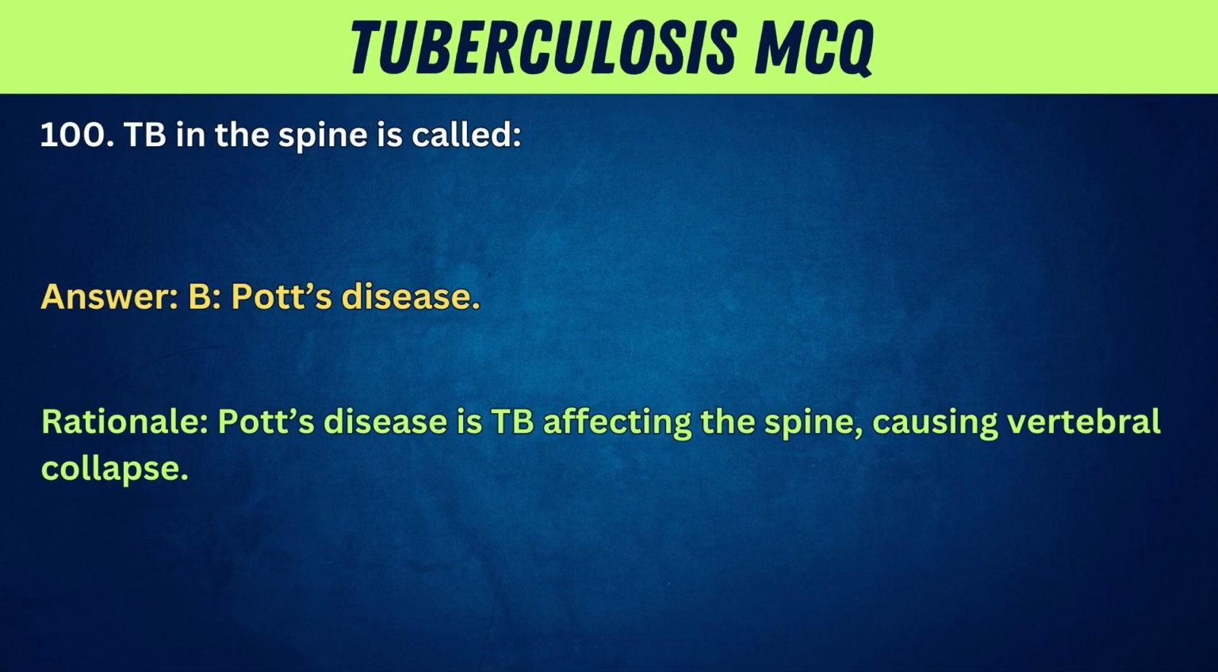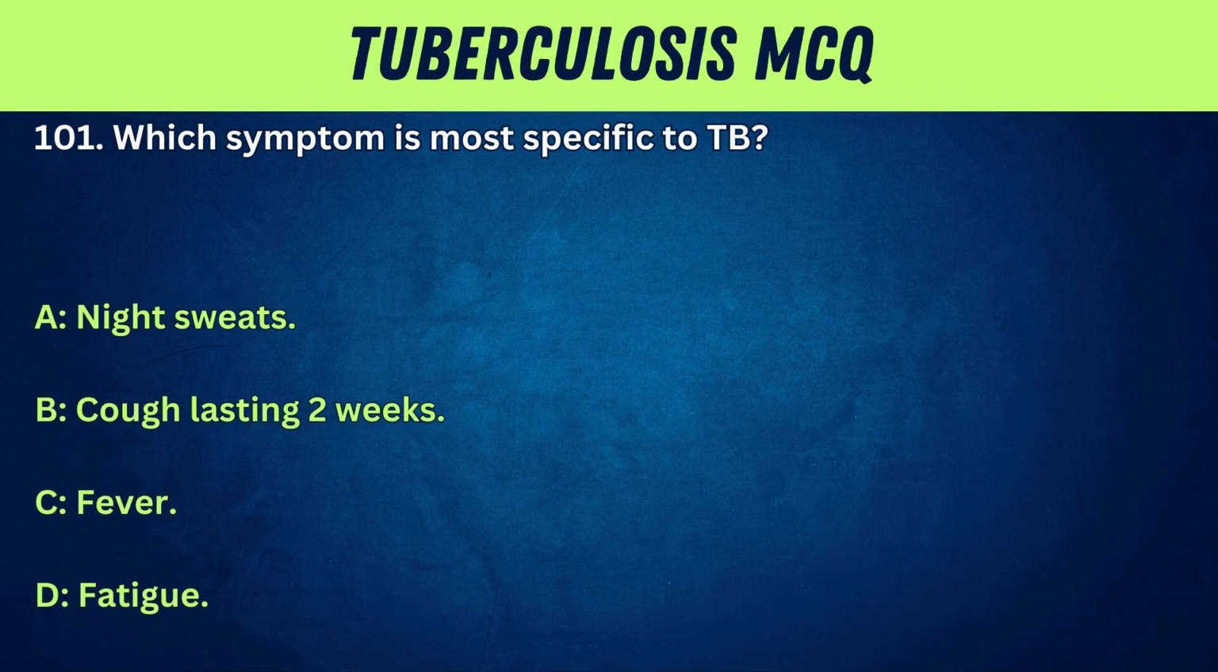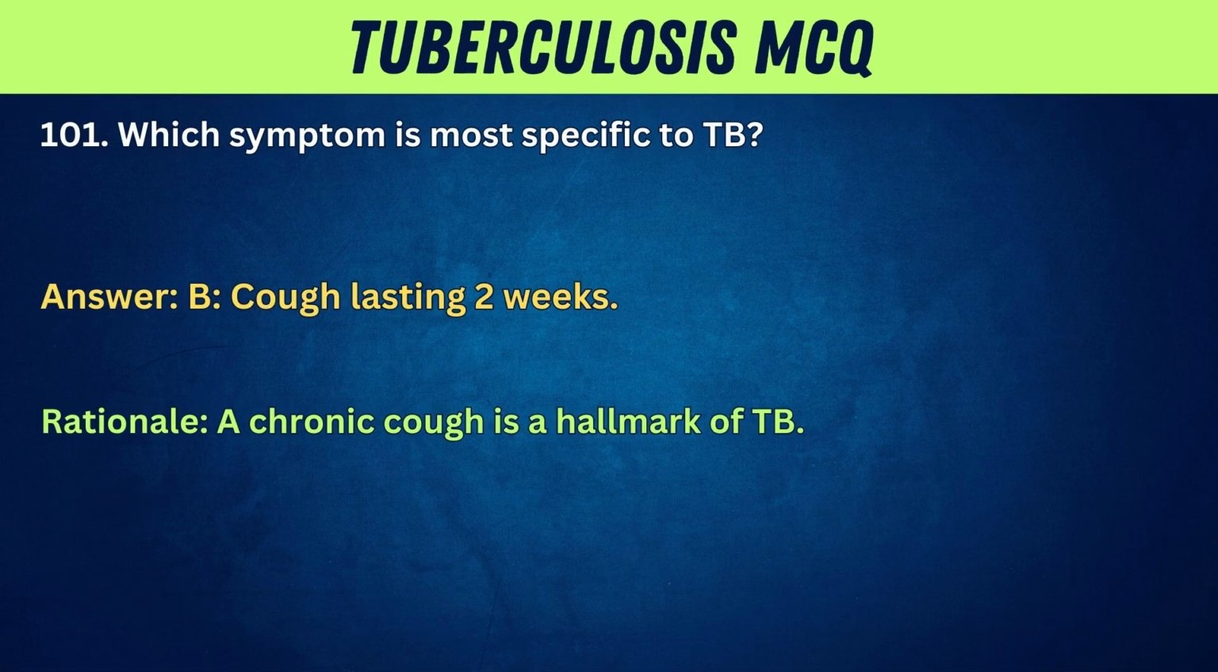Answer: B. Pott's disease. Rationale: Pott's disease is TB affecting the spine, causing vertebral collapse. 101. Which symptom is most specific to TB? A. Night sweats, B. Cough lasting 2 weeks, C. Fever, D. Fatigue. Answer: B. Cough lasting 2 weeks. Rationale: a chronic cough is a hallmark of TB.